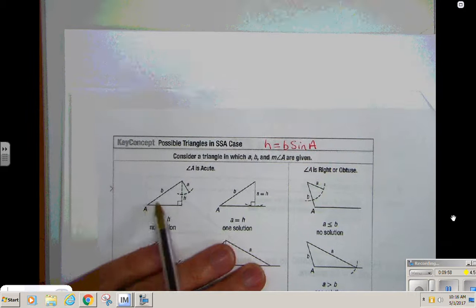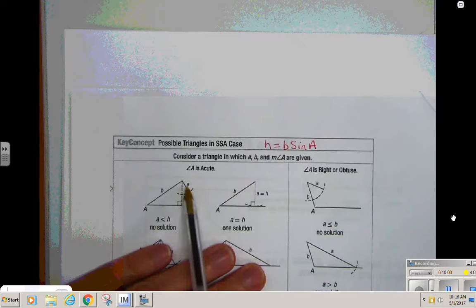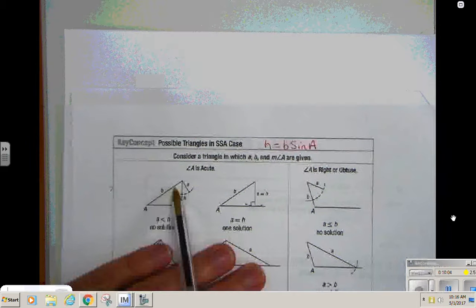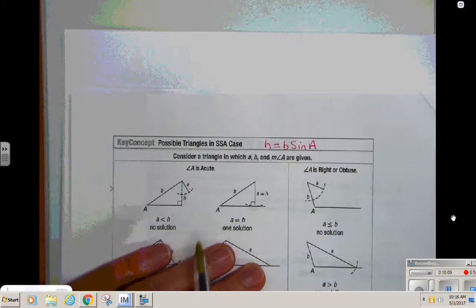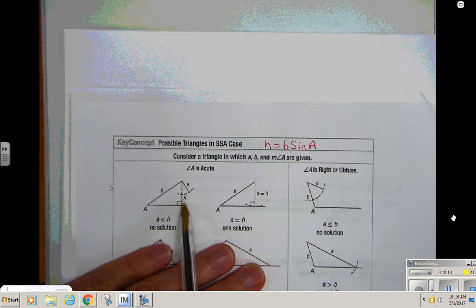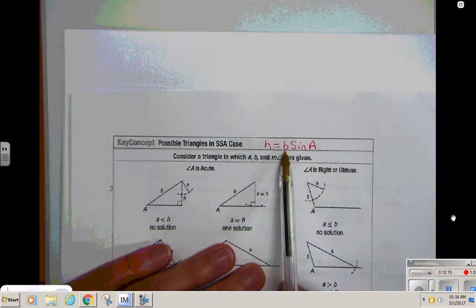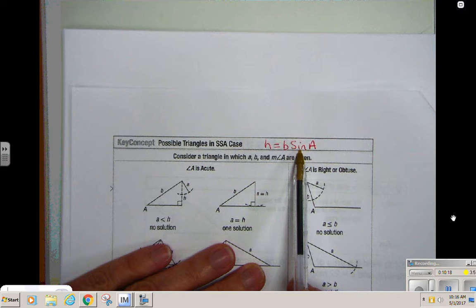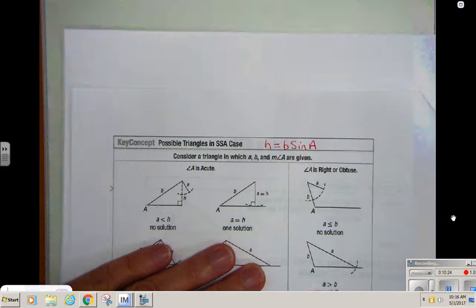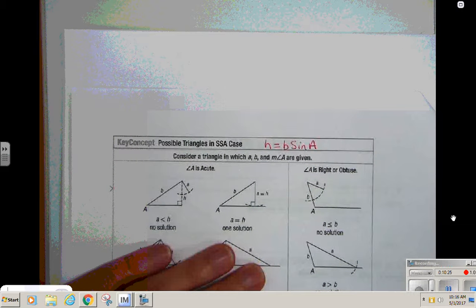The side across from it is going to be your side A, okay, for your angle A, and then B is adjacent to angle A. And in this printout, they're using H, which is like your height, but the measure of H is B times sine A. So you probably need to write that down somewhere near that key concept so you'll know that you need to calculate B times sine A to get the value of H.